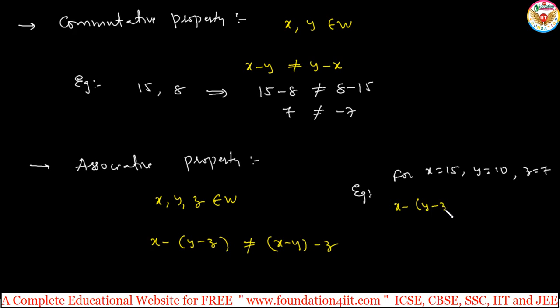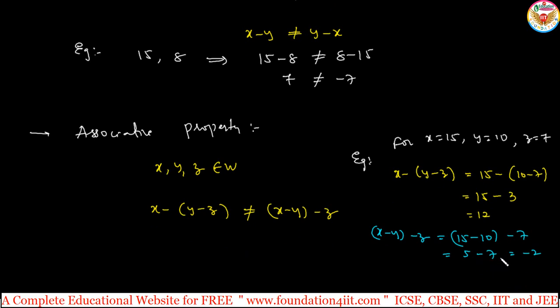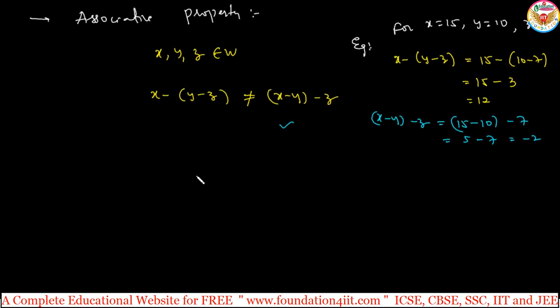First, x minus (y minus z), that is 15 minus (10 minus 7). 10 minus 7 is 3. 15 minus 3 is 12. This we got 12. Next one, (x minus y) minus z, so (15 minus 10) minus 7. 15 minus 10 is 5, and minus 7, that is minus 2, because 5 minus 7. Here a bigger number is being subtracted from a smaller number, so negative 2. They are not equal. That means we can conclude that the subtraction of whole numbers does not satisfy associativity.